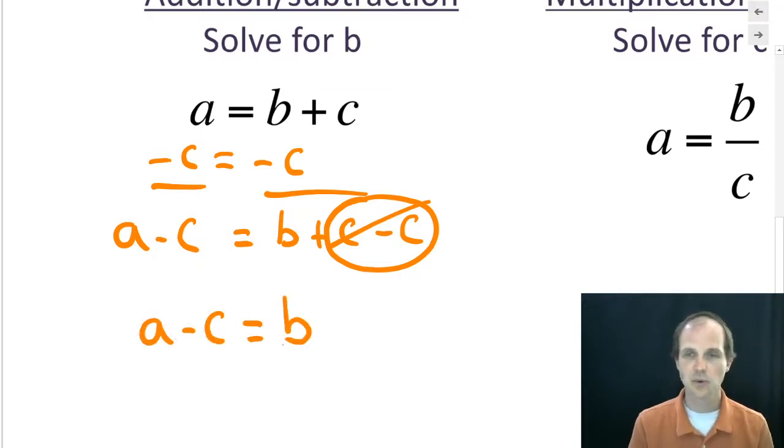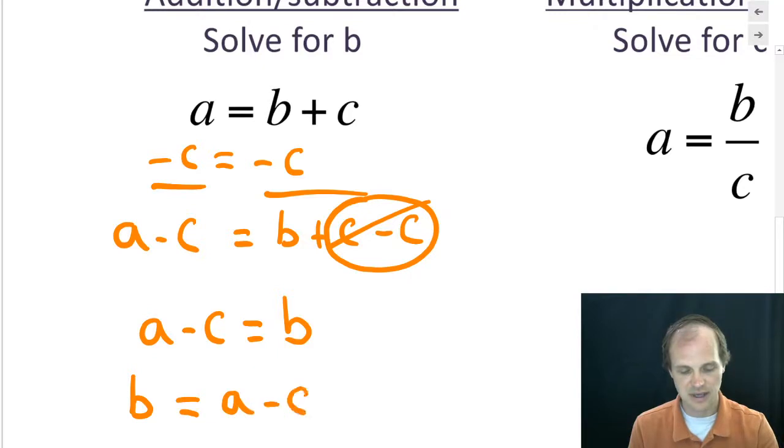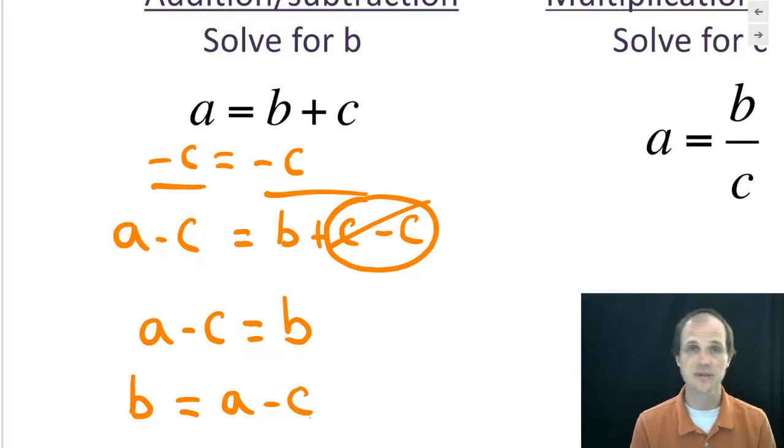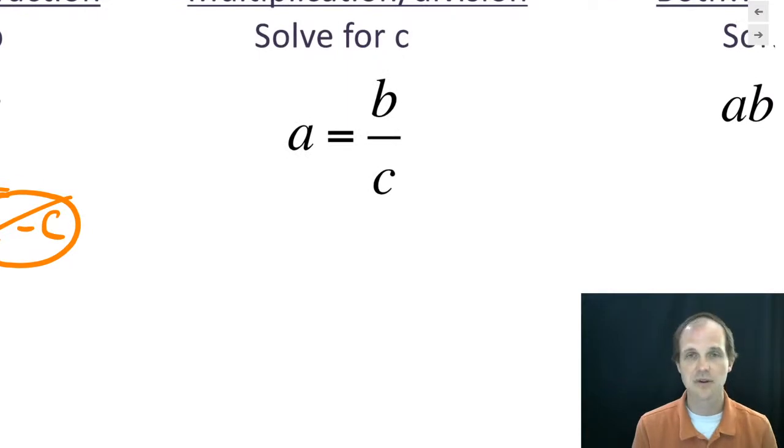Most of the time people will write the thing they're solving for on the left, and so I can flip that and say b equals a minus c. There's no problem flipping equality, right? You can write 3 equals 2 plus 1, or you can write 2 plus 1 equals 3. Not a problem. Our next one, we're going to take multiplication and division.